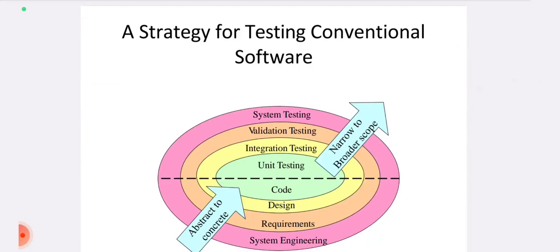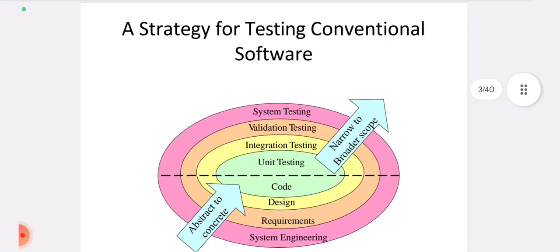Then the strategy for testing conventional software. Here the loop contains 4 layers. The very inner loop contains the coding. The coding is tested with the help of the unit testing method. Then design. Design is a kind of architectural design, so in design we have to connect each and every component with the others. So design will be tested by integration testing.